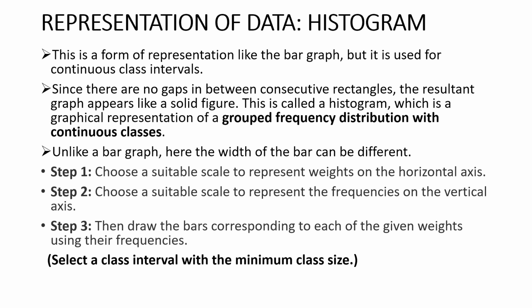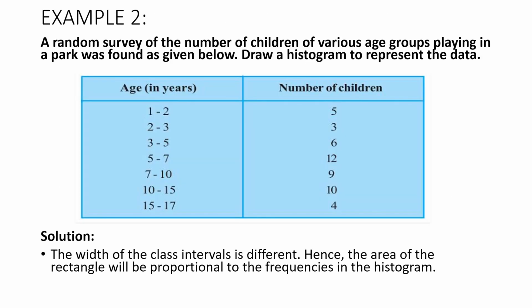You have to select a class interval with the minimum class size. We will see this in the example. Example 2. A random survey of the number of children of various age groups playing in a park was found as below. Draw a histogram to represent the data. Now look at the data carefully.